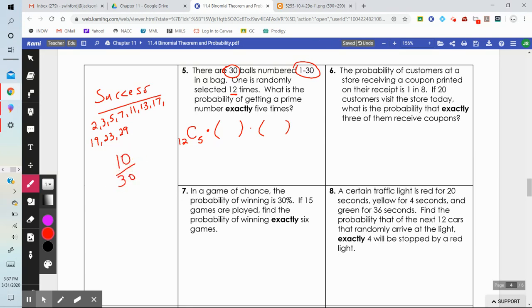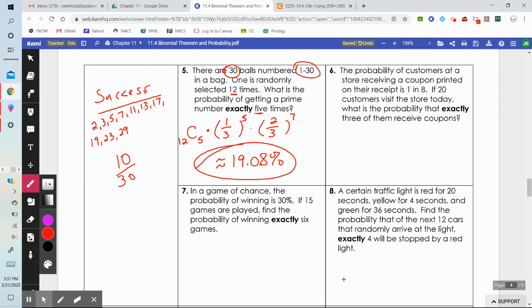The probability of success is a 1 in 3 chance, so therefore my failure probability will be a 2 in 3. We want the successes to happen exactly 5 times, so that means my failure is going to happen 7 times. So therefore, there's how you set the problem up. Now type in your calculator, and you're going to get about a 19.08% chance of this happening. So nearly 20%, nearly 1 out of every 5 times it's going to happen.